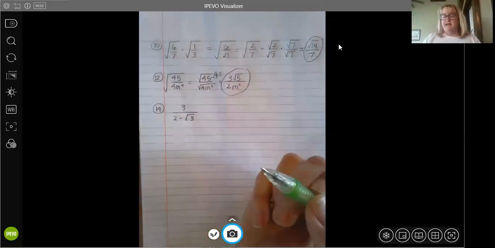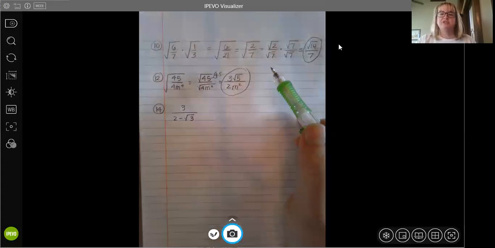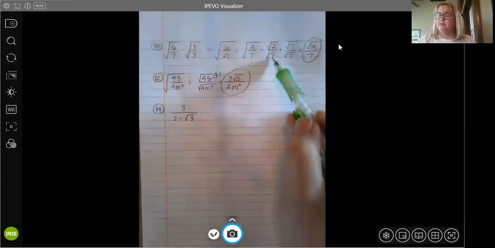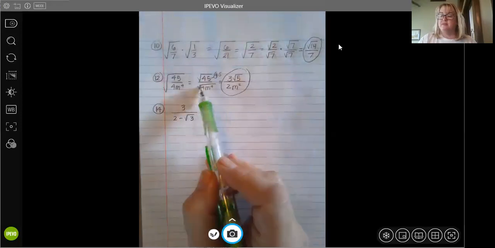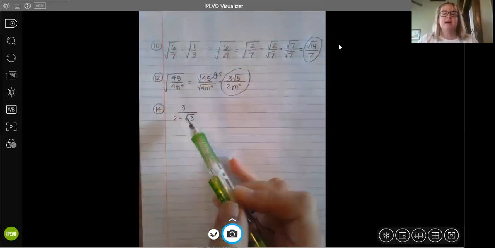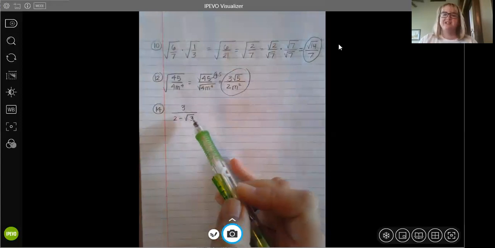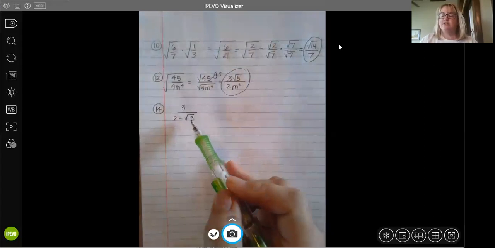All right, here is the issue with this one. On number 10, we ended up with just one term under the square root sign, just one term in the denominator. This also is one term under the denominator, but this is 2 terms. And when you have 2 terms, we're going to get to the y's later, but I'm just going to tell you how to get rid of it.